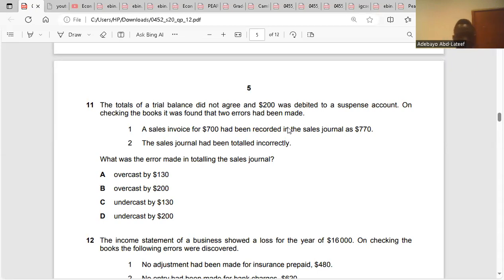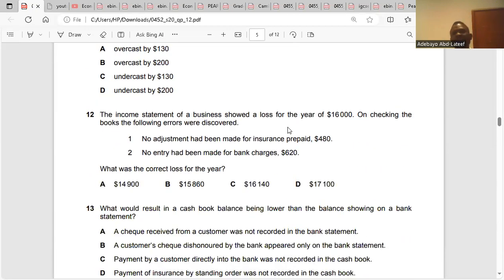Question 12. You got question 12 wrong, I guess. I see. They said the income statement of a business showed a loss for the year of 16,000. That's a negative 16,000, minus 16,000. That's what it means.